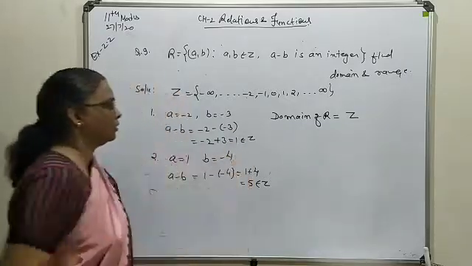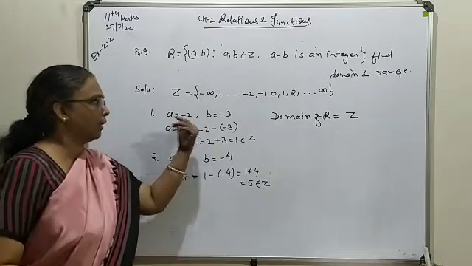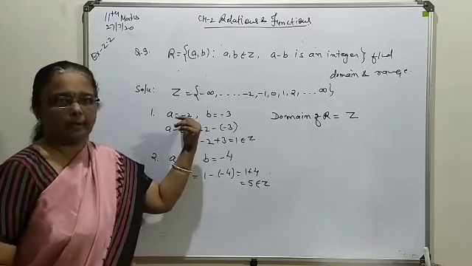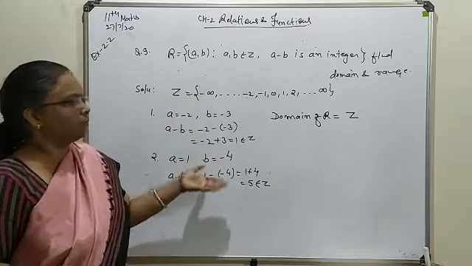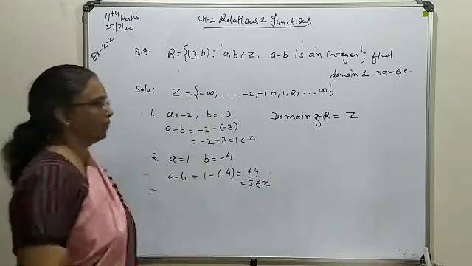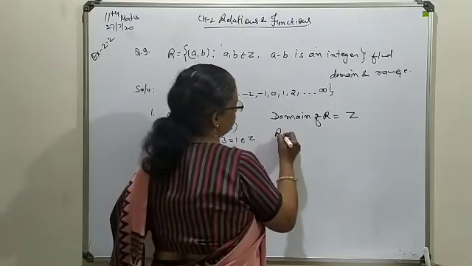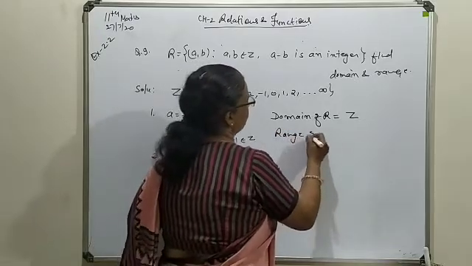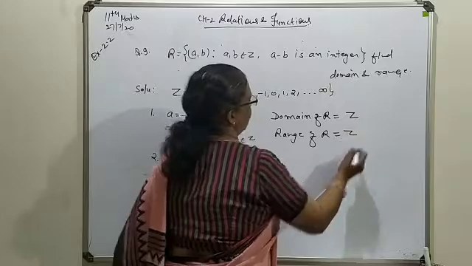Same for your range. All the answers you will get on taking any combination as a and b. So even negative values you will generate if you take a and b as positive values. Okay. So here, range of R also you will get as Z.